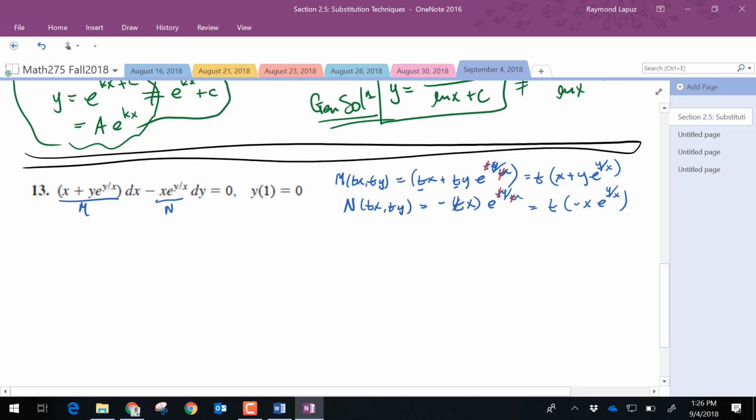Okay, so we'll make this substitution. Let's use the same substitution. What was it? y equals ux. And remember that dy equals u dx plus x du. And so we're going to replace everything here, all the y's with ux's.